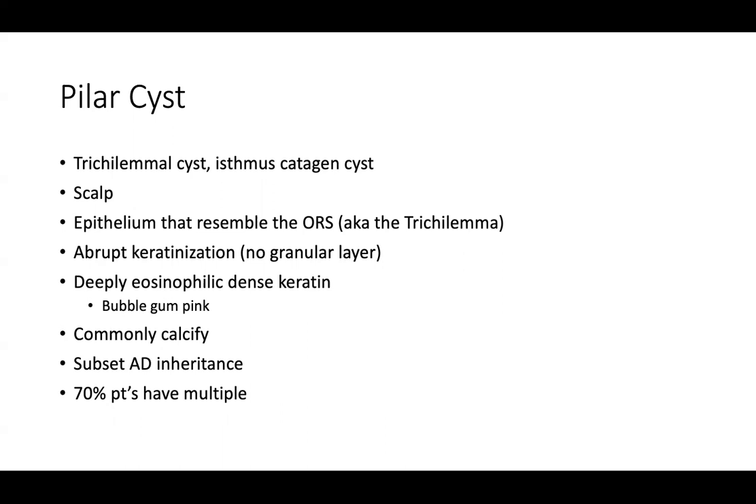These commonly calcify, and there is a subset where you have autosomal dominant inheritance where these patients have lots of pilar cysts. 70% of patients have multiple pilar cysts. Clinically, these are easy to just pop right out of the skin because they have that hard keratin core. So here is a low power image of a pilar cyst. You can often tell it's a pilar cyst before you even put it under the microscope because it looks so dense and pink, even just on the slide.